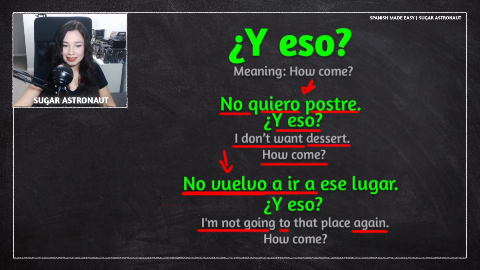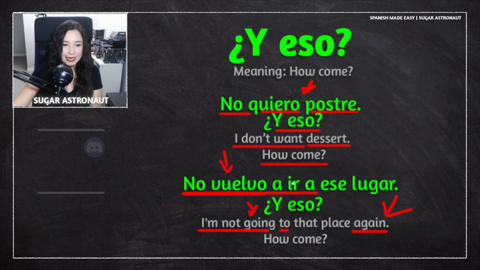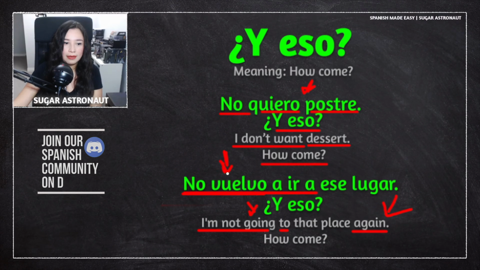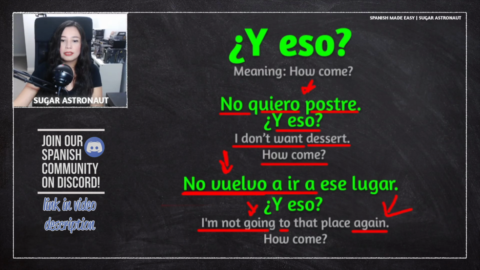But it's also similar to saying that you're not gonna do something again. In this situation, going, right? You're not going back to that place. So it's similar to saying no vuelvo a ir a ese lugar. I'm not going to that place again. I'm not coming back to that place again. Okay, so it's similar to saying that. But volver can mean all of that, to come back, to return, to go back.